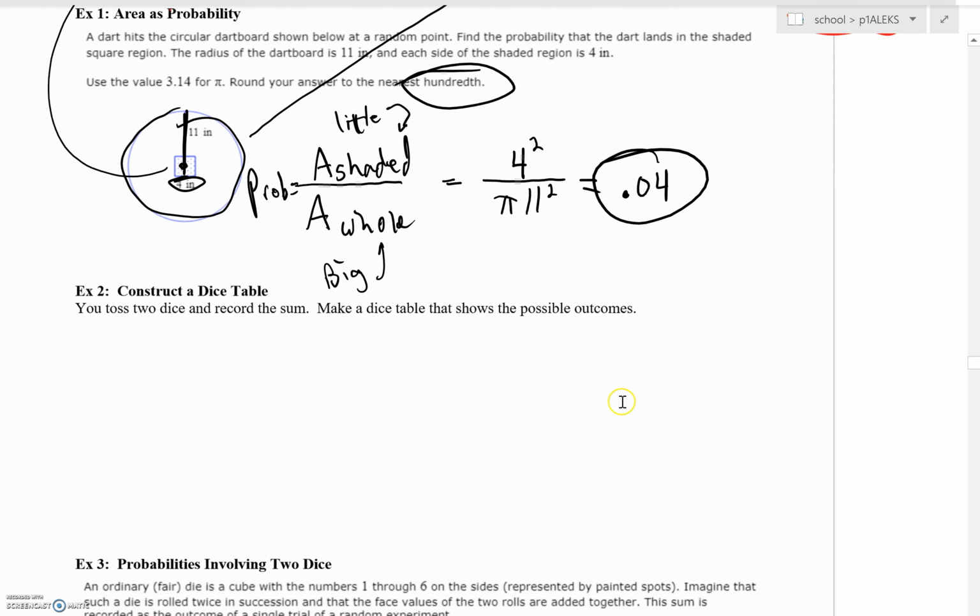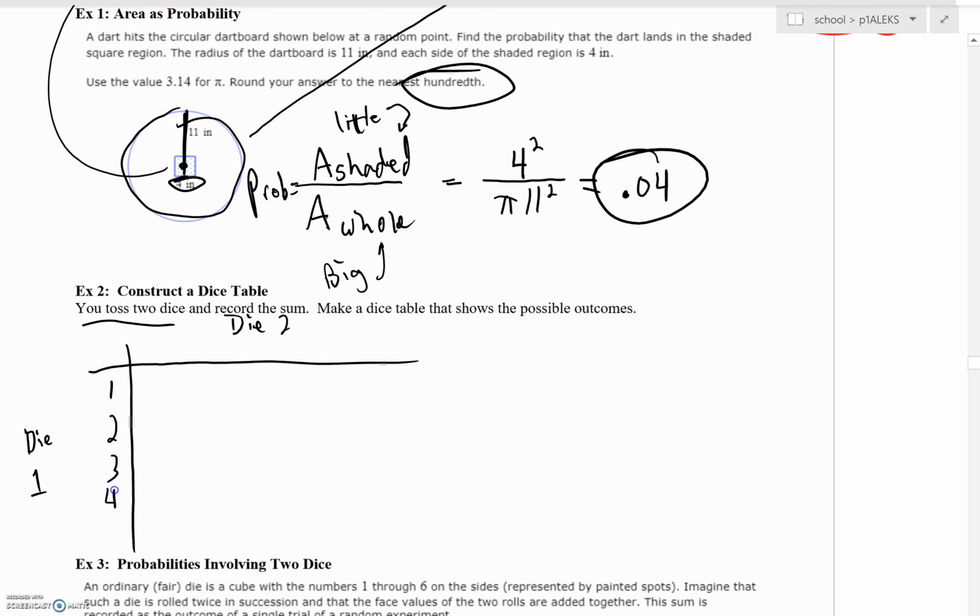Example 2 is really making a sample space diagram to help us see how to do future problems. You toss 2 dice, and over here is die 1, and up here is die 2. This would be numbers of 1, 2, 3, 4, 5, or a 6. Here we could also get a 1, 2, 3, 4, 5, or a 6. And we want to record the sum.